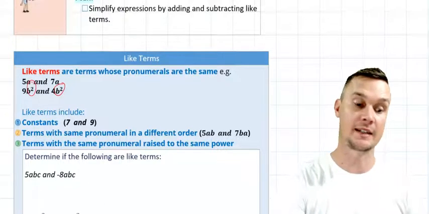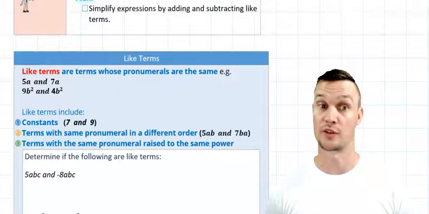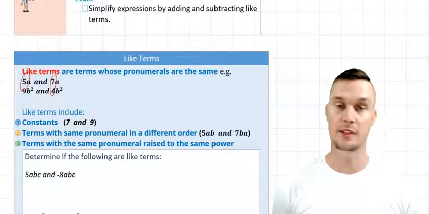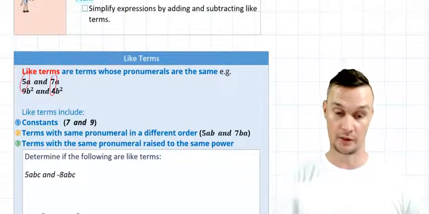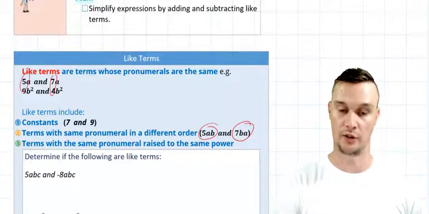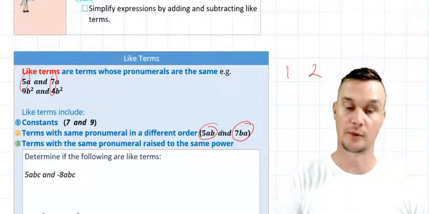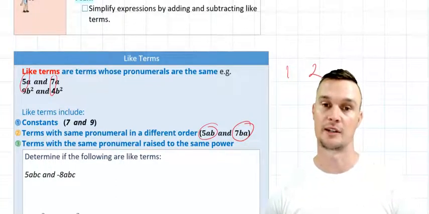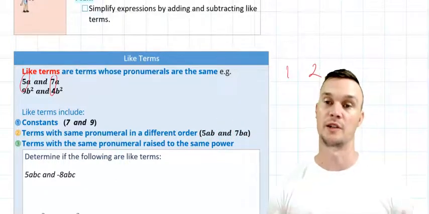So there are three things that like terms should have or can include, and I'll get you to write these down. The first one is constants. Constants, as we've seen before, are usually numbers. Now, terms with the same pronumeral can be in a different order. By that I mean you can have 5ab and 7ba. They are actually like terms. For example, let's say a was 1 and b was 2. 1 times 2 is also the same as 2 times 1. It doesn't matter what order you put it in, you'll get the same answer. So even though they look different, they are like terms despite the pronumerals being in a different order.